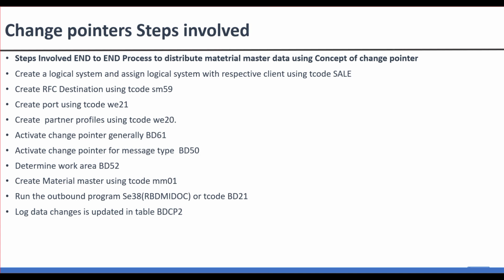What type of data you are going to transfer, with respect to that we activate the change pointer for the message type using the T code BD50, and determine the fields. If you want to add an extra field or remove a field, then we use the T code BD52. Then we create a material master data. Once you create the material master data, I run an outbound program.